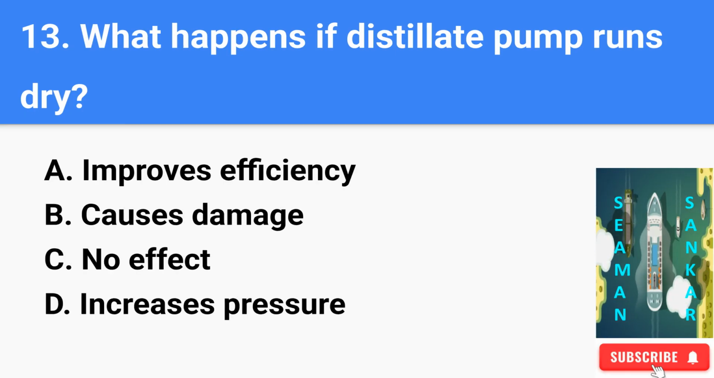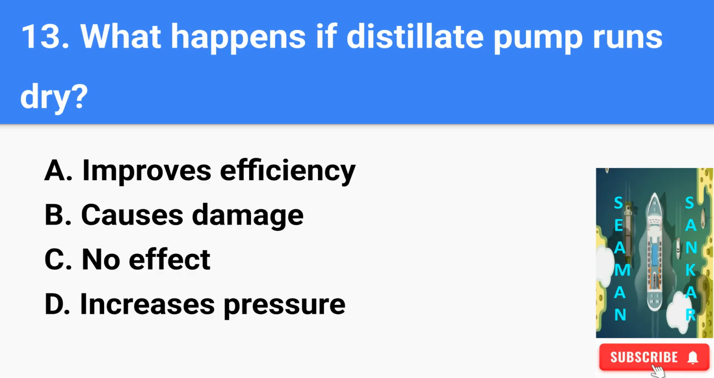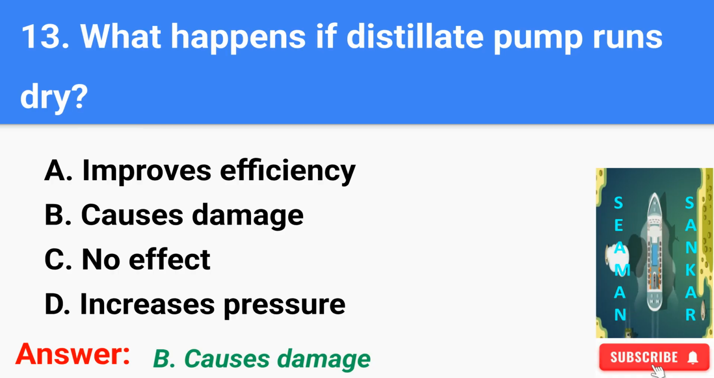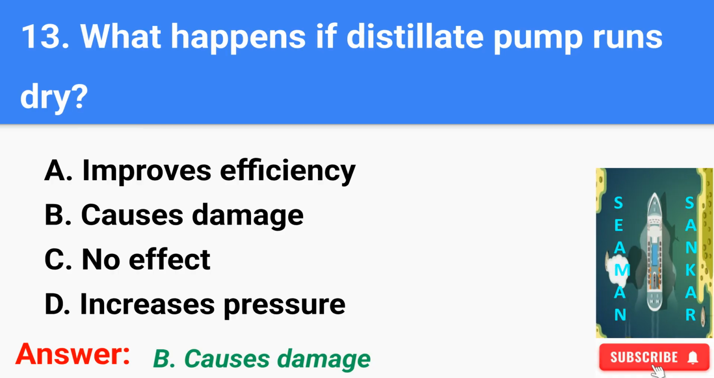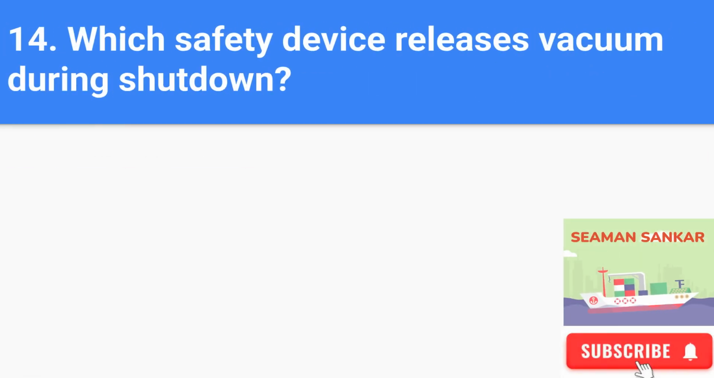Question 13. What happens if the distillate pump runs dry? A. Improves efficiency. B. Causes damage. C. No effect. D. Increases pressure. The correct answer is B. Causes damage. Distillate pumps, like many pumps, rely on the fluid for lubrication and cooling, so running dry can lead to overheating and damage.